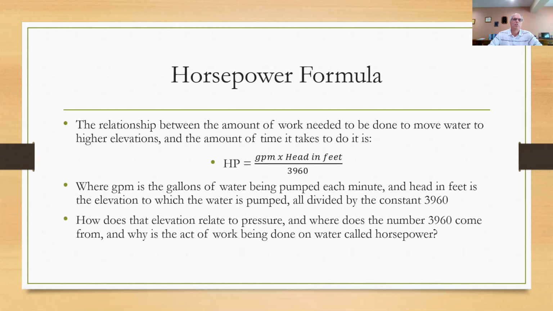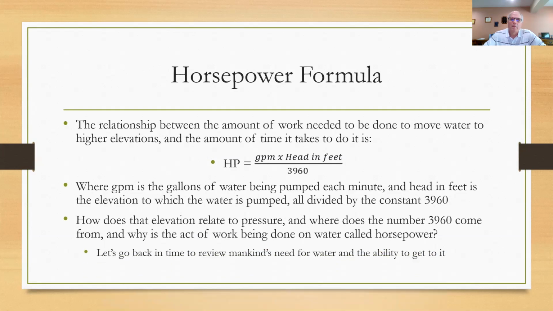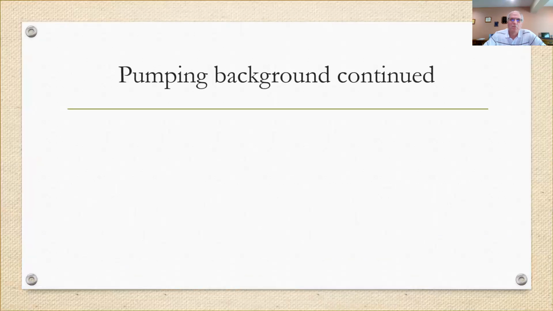So some questions should occur to you at this point. How does that elevation that we're pumping against relate to pressure? Where does this number 3960 come from? And why is the act of work being done on water called horsepower in the first place? So to figure out all those answers, we need to tell a little bit of a story about mankind's need for water and his ability to get it. So let's go back in time a little bit and look at the story.